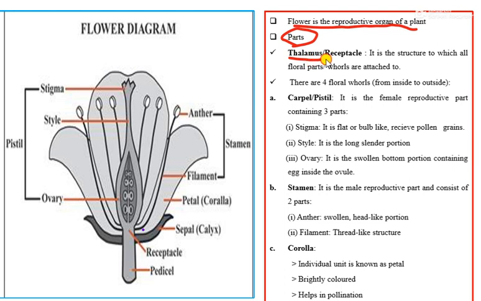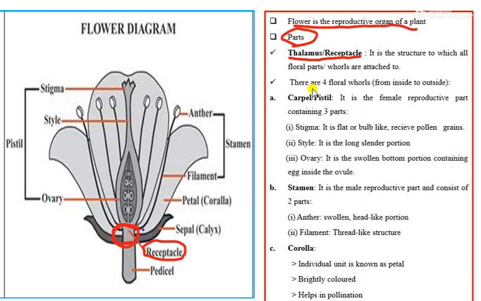First part is the thalamus or receptacle. Can you identify it on the picture? This is the receptacle. It is located at the base of a flower. In general it is a bit swollen portion, and it is the part to which all the different whorls of a flower are attached.